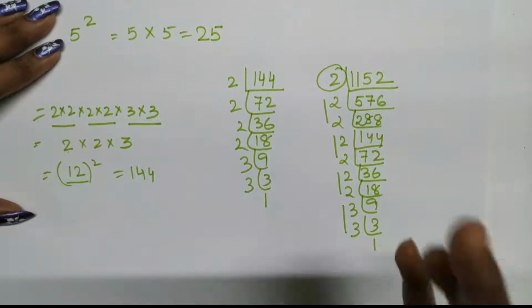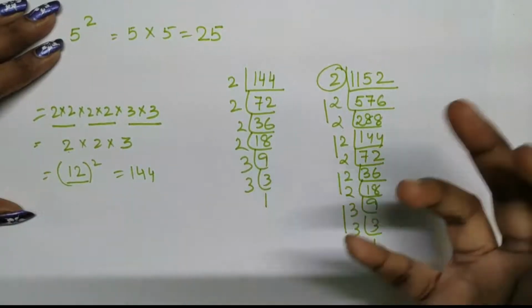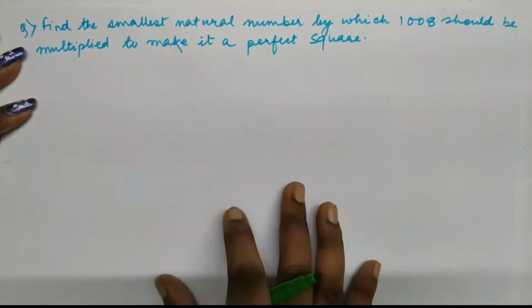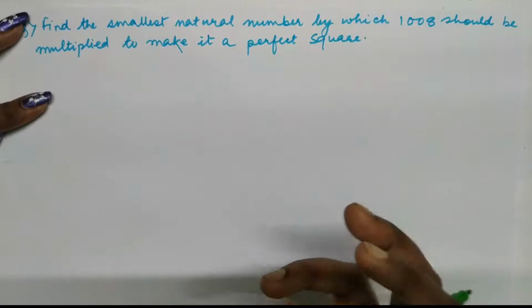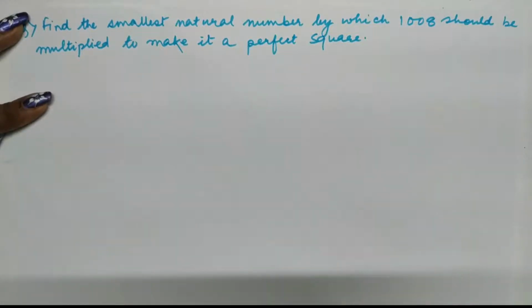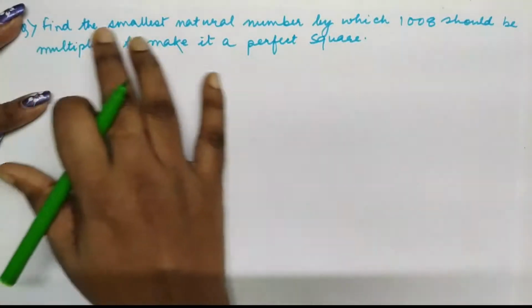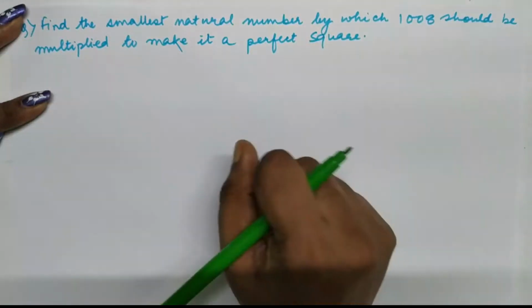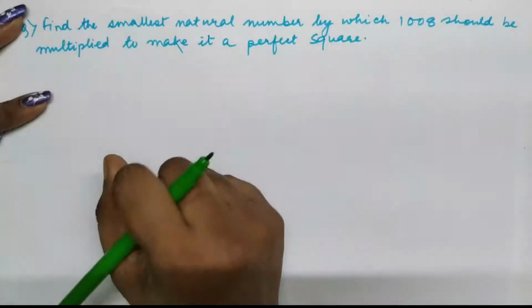So I am sure that you have understood how to calculate and check perfect squares. Using the concept of the perfect square, questions may be a little twisted for class 8. Like: find the smallest natural number by which 1008 should be multiplied to make it a perfect square.